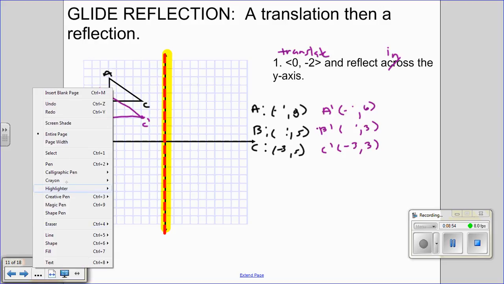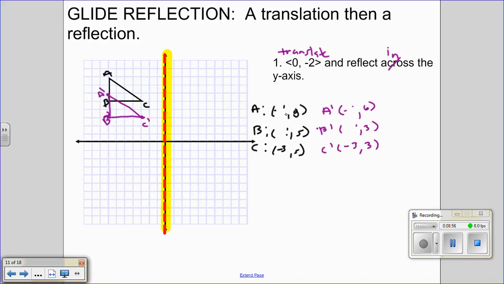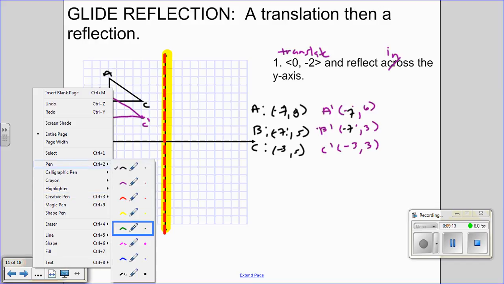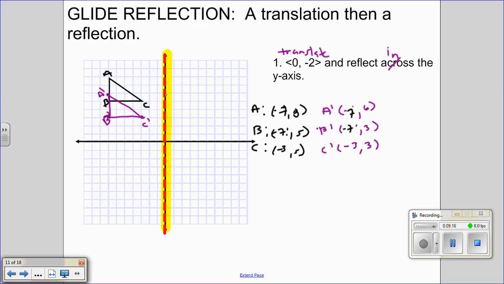It's -7. So my A is 7 units from the y-axis. So A double prime will also be 7 units from the y-axis on the other side. So 1, 2, 3, 4, 5, 6, 7. Here would be A double prime.